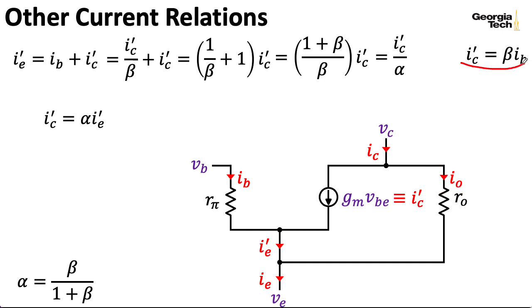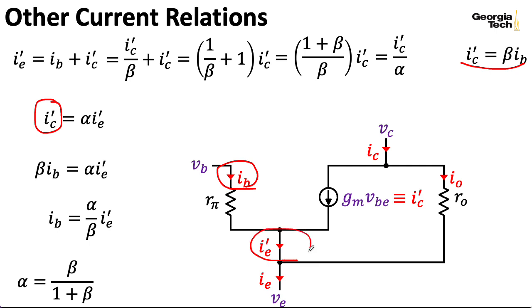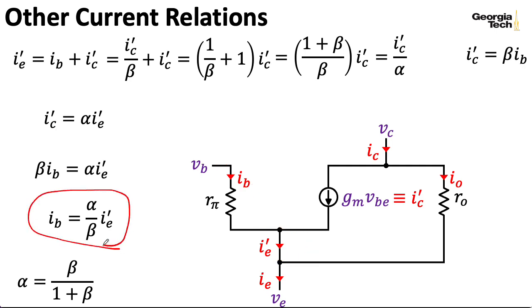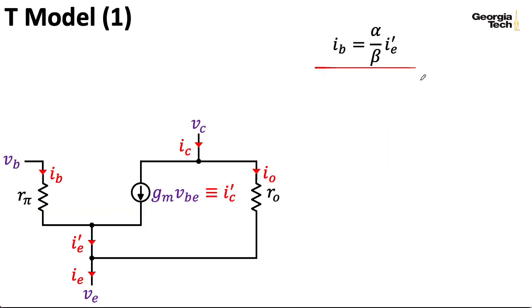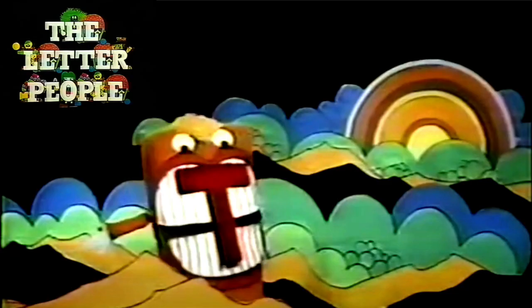Now, let me take this IC prime equals beta IB expression up here and plug that in for IC prime, because then I can write beta IB is equal to alpha IE prime. And now I get this relationship that IB is equal to IE prime times alpha divided by beta. So I now have an expression relating the current here to the current here. Now let me take this expression here and copy it on the next slide up here. And now we can talk about deriving the T model.